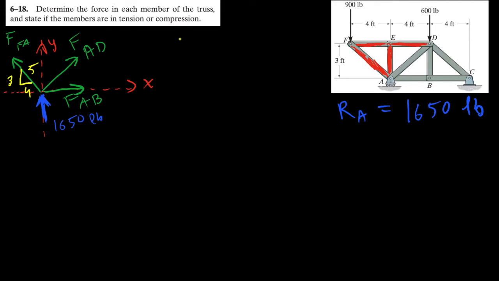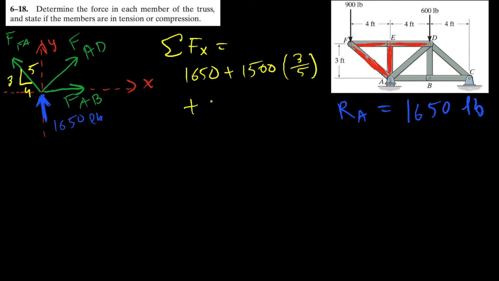So let's start with the summation of forces in the x direction. So first we have the contribution of this, which is fairly simple because it's just the value. So 1650 plus, we know that the magnitude of force FA is equal to 1500, and taking the vertical component of that, multiplying that by 3 over 5, plus we have the vertical component of force FAD. I actually forgot to write out the triangle here, so let's do that really quick.